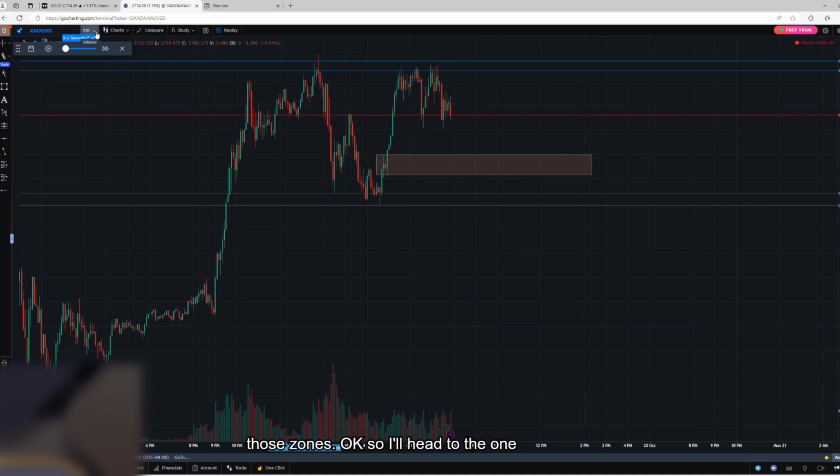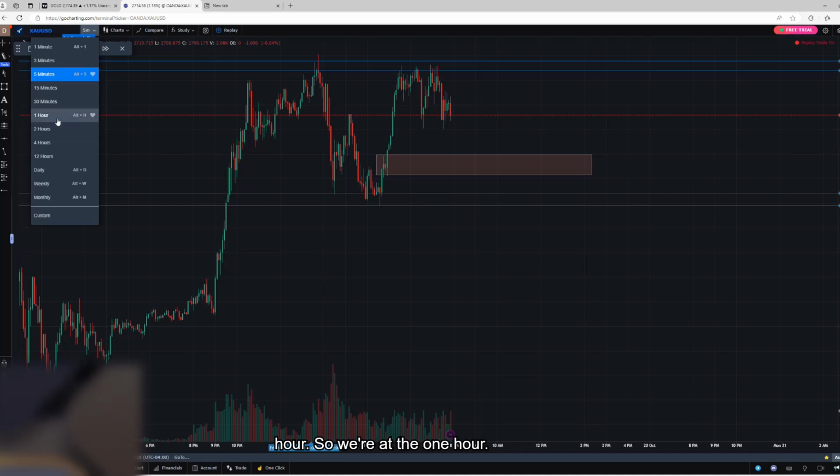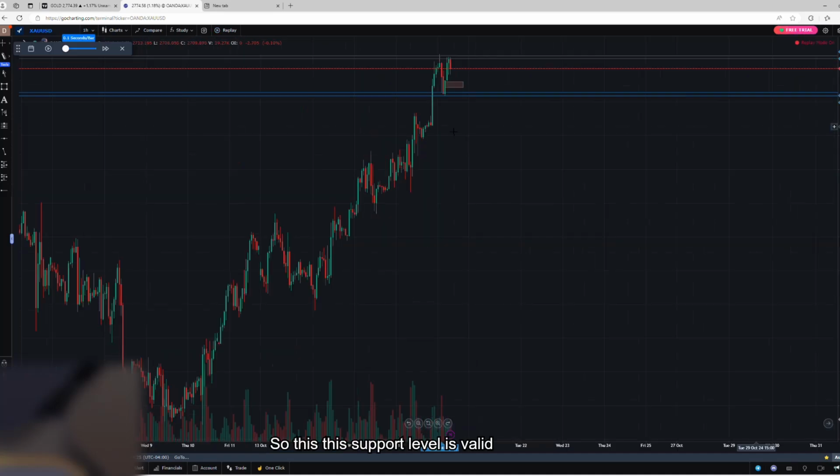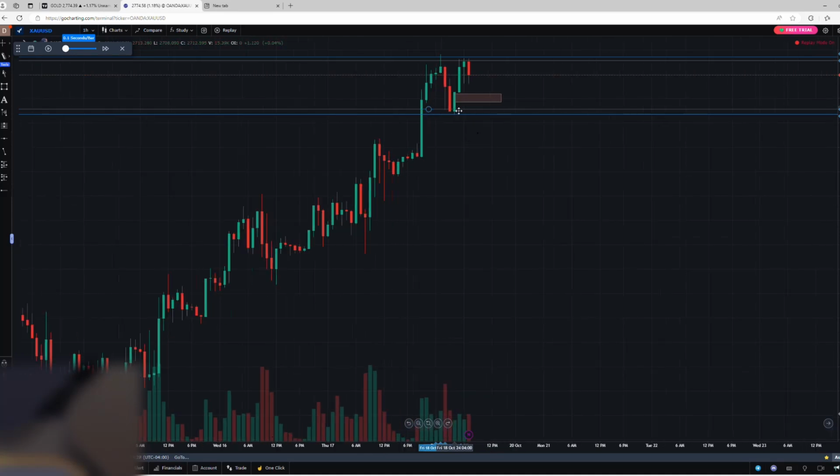Okay, so I'm heading to the 1 hour. So we're at the 1 hour. So this support level is valid because it's also a support on the 1 hour. So the support level here with the two horizontal lines, they are valid. This support area is valid. Now I'm also seeing my demand here. This demand is valid because it's within the support area on the 1 hour. So that's valid.